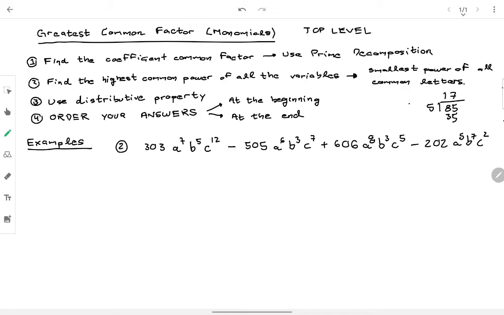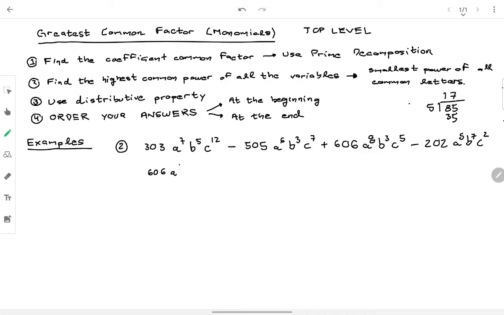So let's see, in this exercise, we also have big numbers: 303, 505, 606, and 202. In this case, it's the same. We can order at the beginning, we can order at the end. I will do the ordering at the beginning.